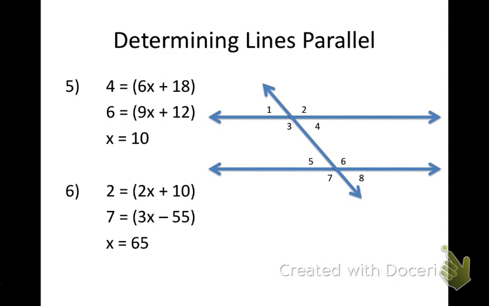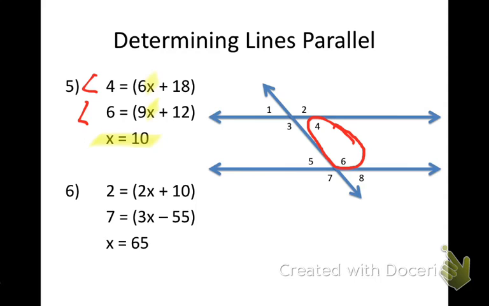All right, so next here. I'm given a problem like this. Same diagram there. And it says angle 4 equals 6x plus 18. Angle 6 equals 9x plus 12. So I'm given information on these two angles. I also know x equals 10. Well, what am I going to do with that 10, would you suppose? I'm going to plug it in for x right there. And I'm going to see what angle 4 and angle 6 equal.